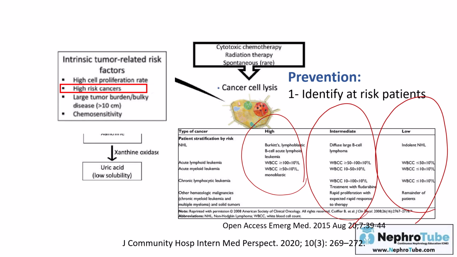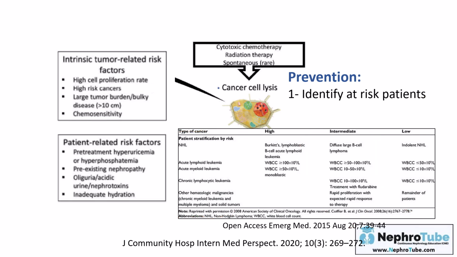I will not go in depth through this table, but here you have different types of cancers, and when they are considered as high, intermediate, or low risk. The high-risk cancers are at risk of development of tumor lysis syndrome. What are the patient-related risk factors that increase the risk of tumor cell lysis?